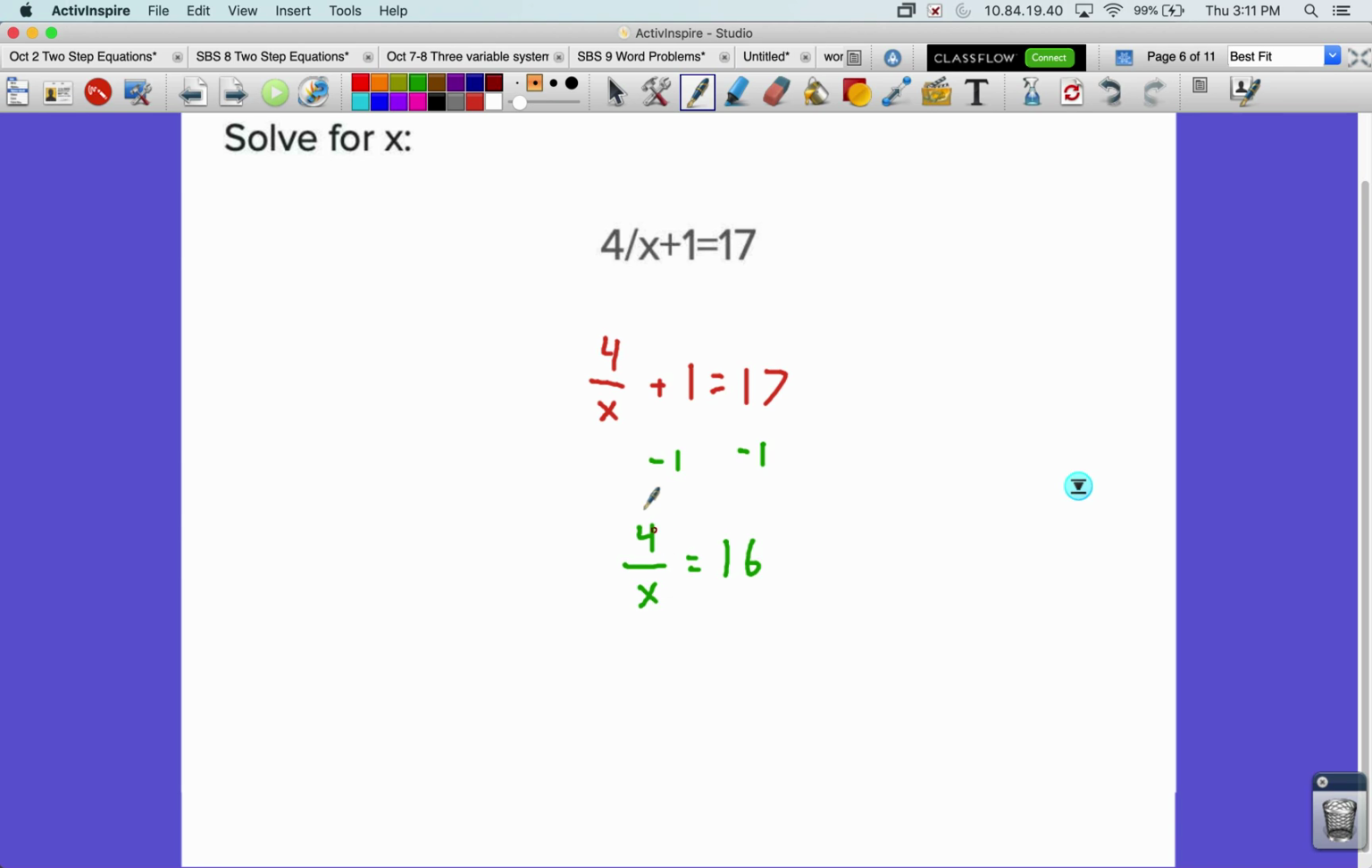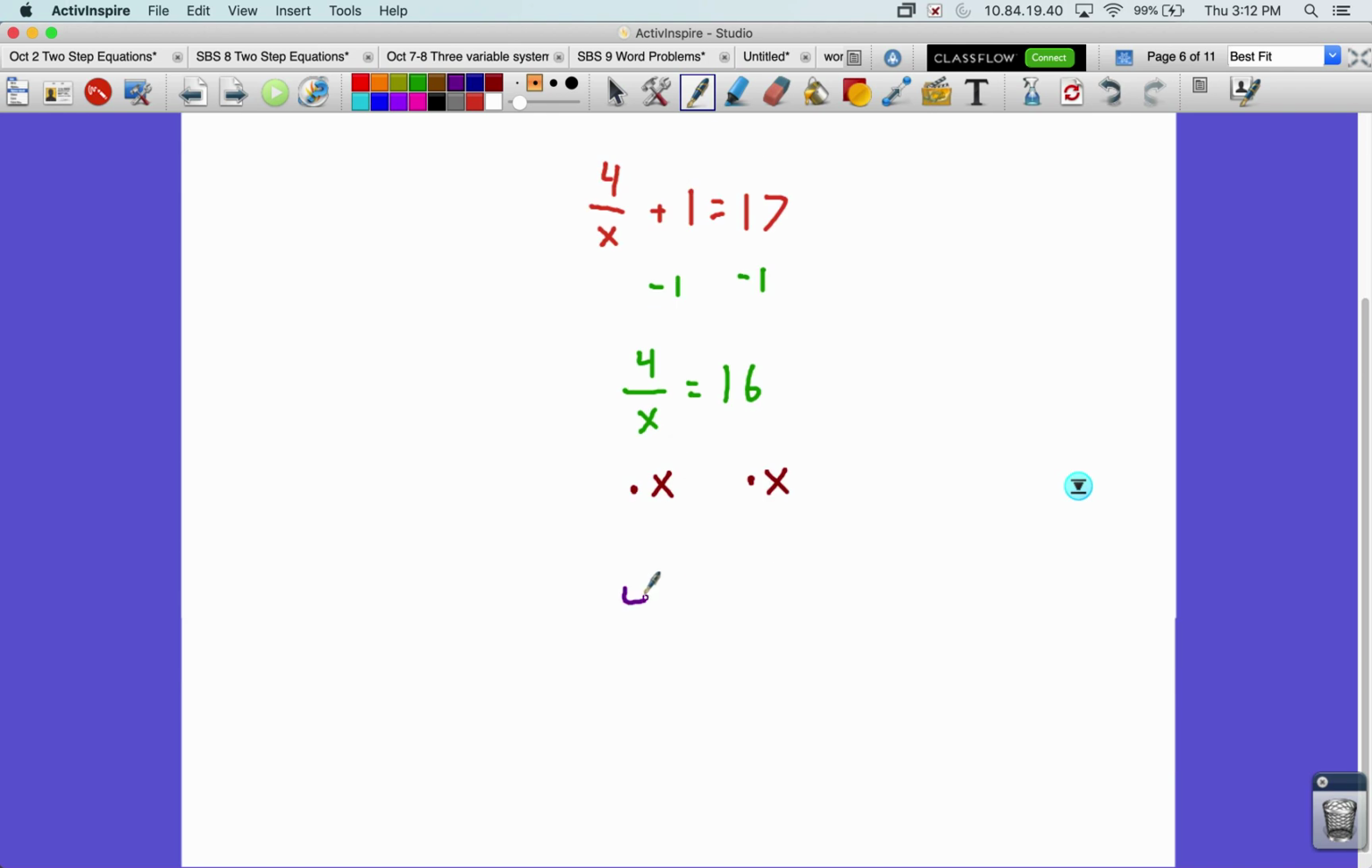4 is the one that's being modified. 4 is being divided by x, so we have to undo that. So we're going to do that by multiplying both sides by x. All right, and I know this seems a little counterintuitive because it doesn't seem like that's helping us to isolate x. It's just taking it from one side and putting it on the other. But it does help us because we needed to get x out from the bottom of the fraction.